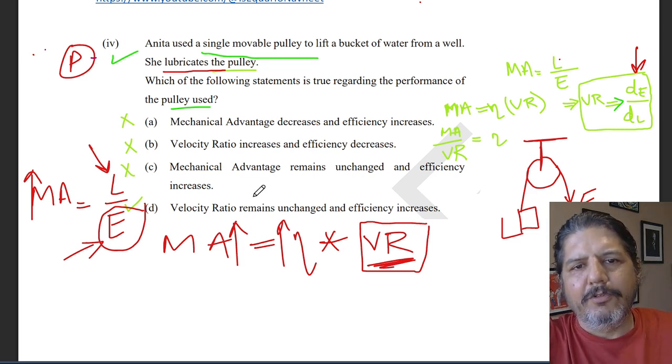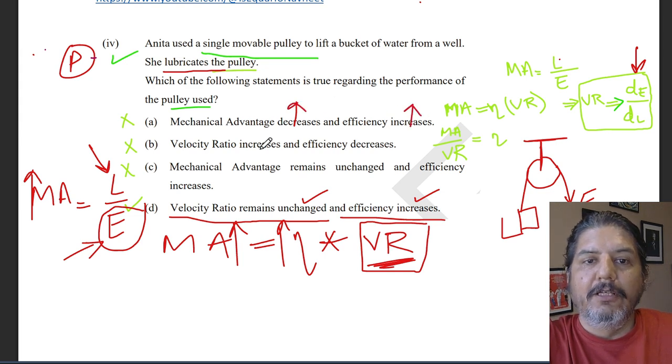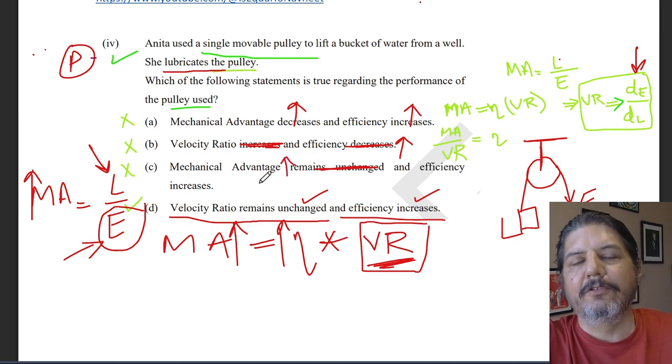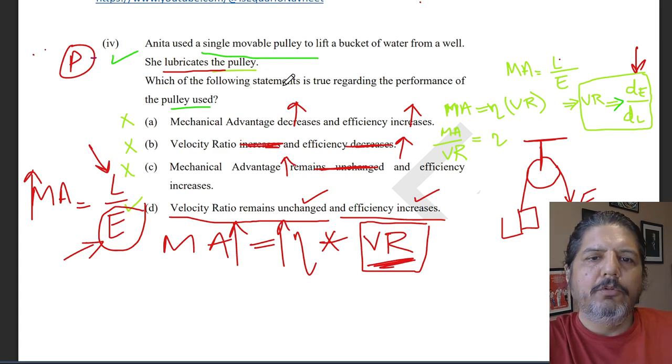So if you look at all the choices, the only choice that makes sense is that the velocity ratio remains unchanged and the efficiency increases. Mechanical advantage decreases, efficiency increases. No, mechanical advantage also increases and the efficiency also increases. Velocity ratio increases, no, velocity ratio remains the same. Efficiency decreases, no, efficiency increases. Mechanical advantage remains unchanged, no, mechanical advantage increases. Efficiency also increases.